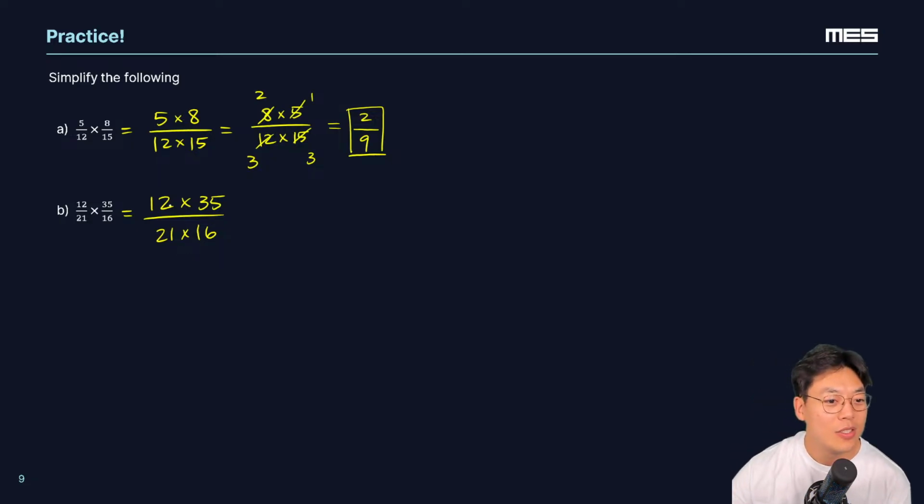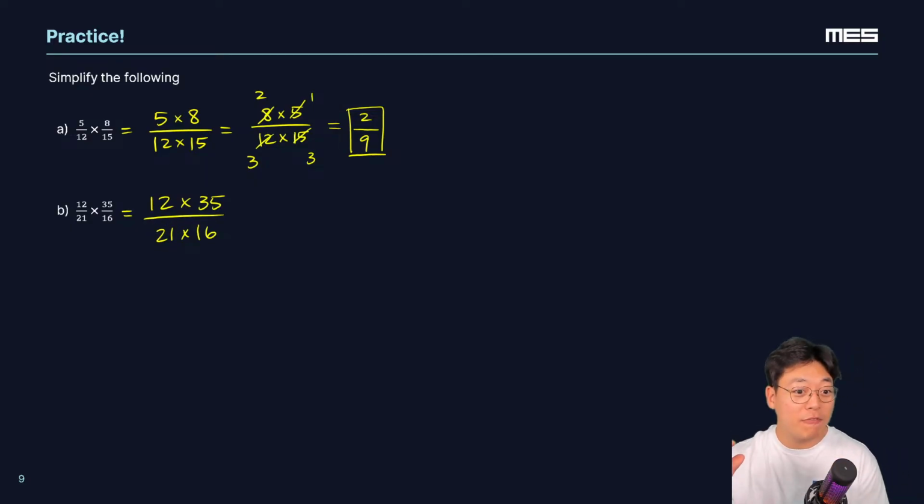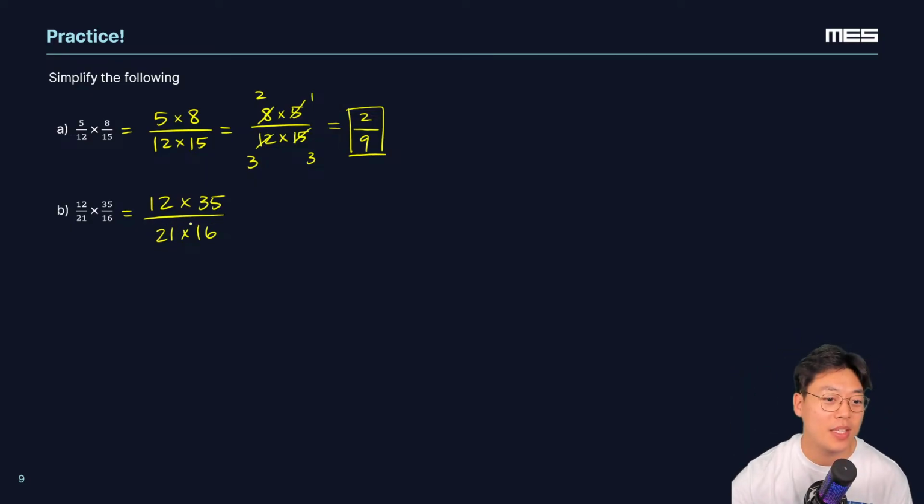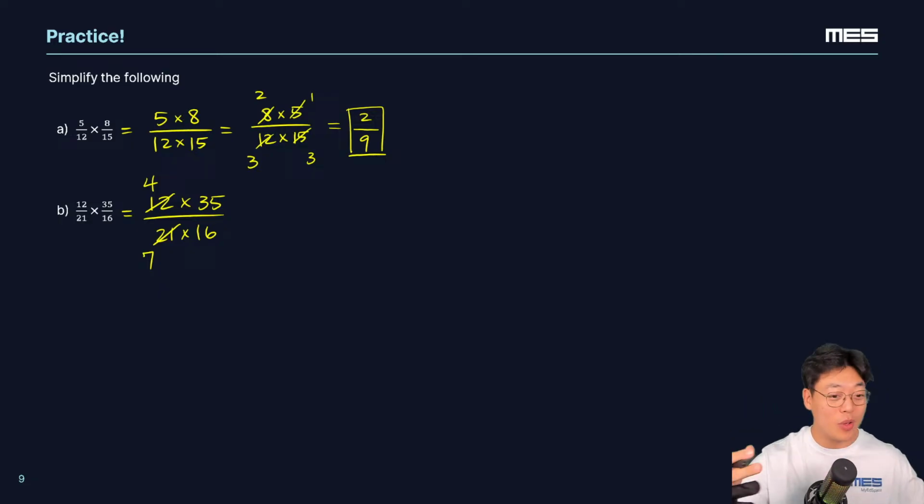Now, 12 and 21 actually have a common factor. Can you tell me what that common factor is? 12 and 21, what are they both divisible by? I want to do this before flipping the multiplication in the numerator, because I recognize that 12 and 21 already have some common factor. Yes, Chloe, 3. 12 divided by 3 is 4, and 21 divided by 3 is 7. And now, 4 and 7.